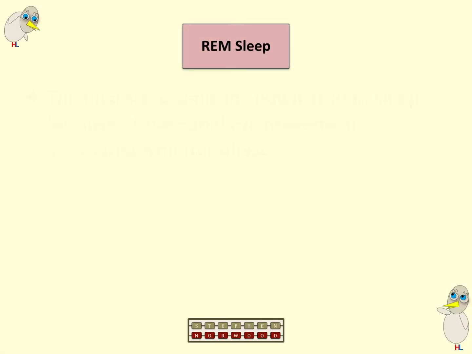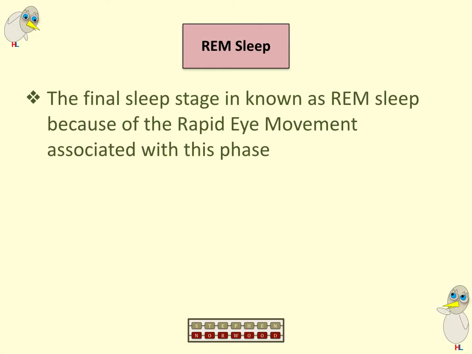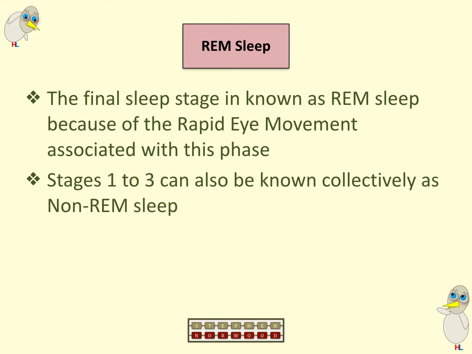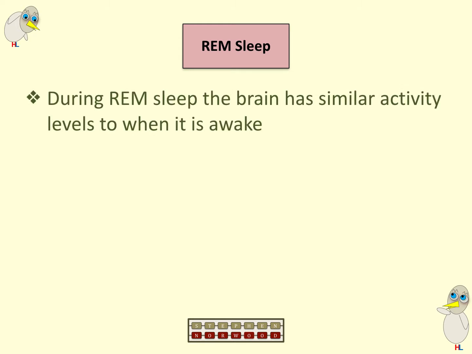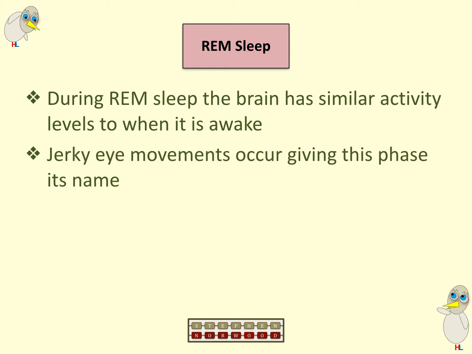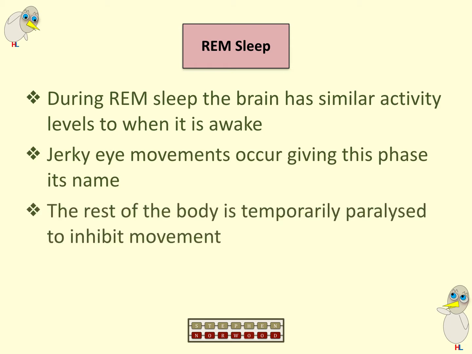REM sleep. The final sleep stage is known as REM sleep because of the rapid eye movement associated with this phase. Stages 1 to 3 can also be known collectively as non-REM sleep. During REM sleep, the brain has similar activity levels to when it is awake. Jerky eye movements occur, giving this phase its name. The rest of the body is temporarily paralysed to inhibit movement.